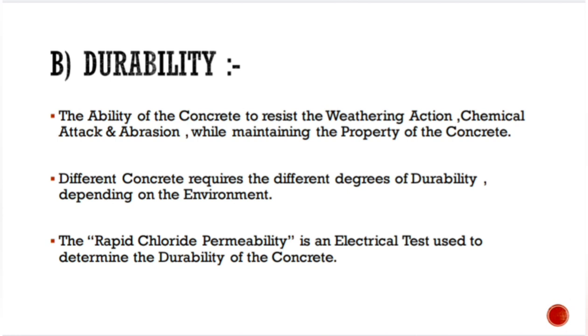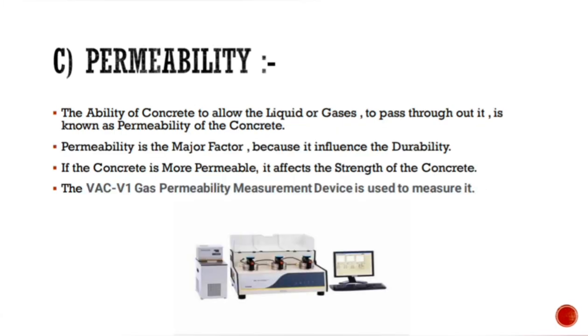Second, durability. The ability of concrete to resist weathering action, chemical attack and abrasion while maintaining the properties of concrete. Different concrete requires a different degree of durability depending on the environment. The rapid chloride permeability test, an electrical test, is used to determine the durability of the concrete.